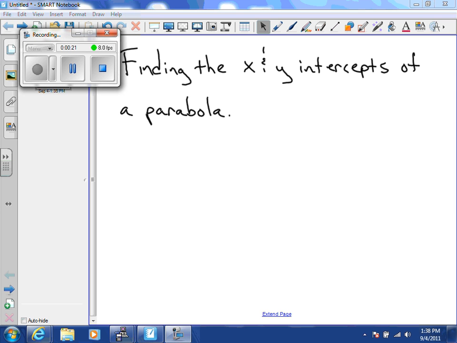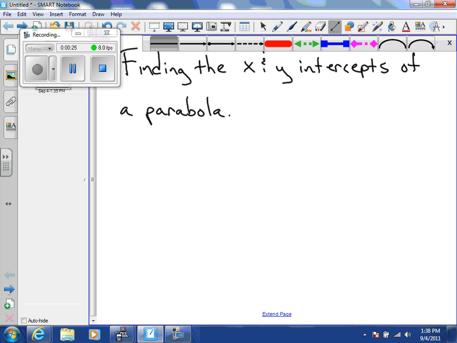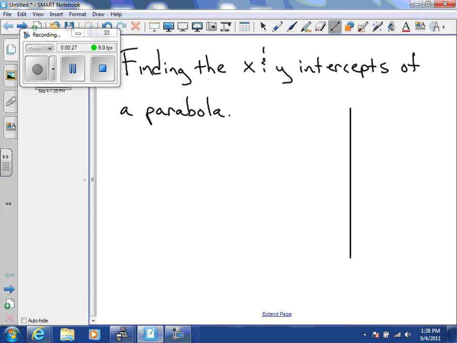Basically, for any graph, the x-intercept refers to where the graph crosses the x-axis. Something we should remember is that if a point is on the x-axis, the only way that's possible is if the y value is 0. So this, for instance, would be the coordinates 3, 0.